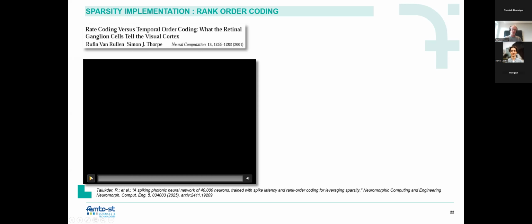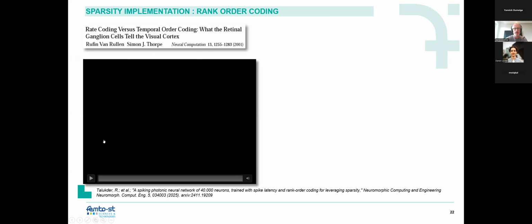The power of this information encoding scheme I will now show here. That's from a paper of Simon Thorpe. He's now retired. He was a theoretical, or is a theoretical neuroscientist at the Cerco Institute in Toulouse, CNRS researcher.